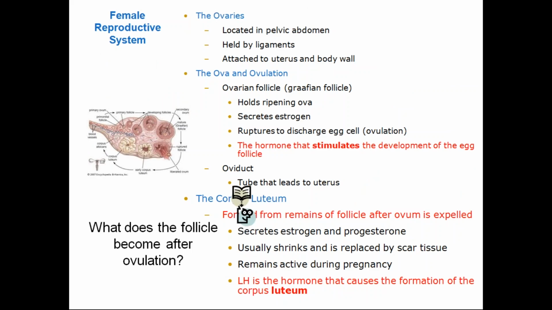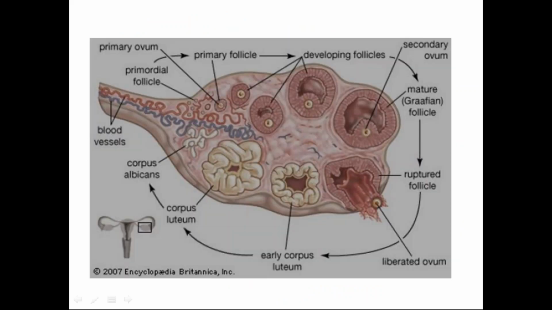Okay, so we have the FSH. The FSH stimulates the formation of follicles. You see here the formation of follicles, there's 1, 2, 3, 4, 5, 6, there are 10 of them. They are going to proliferate, but one of them is going to get bigger than the other ones. And the remaining ones are going to be reabsorbed.